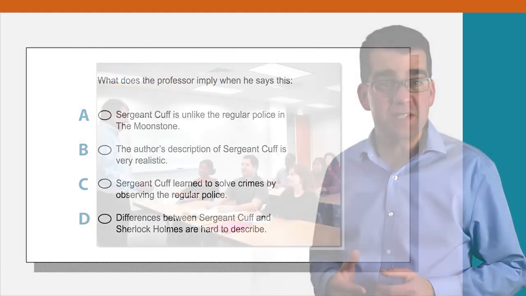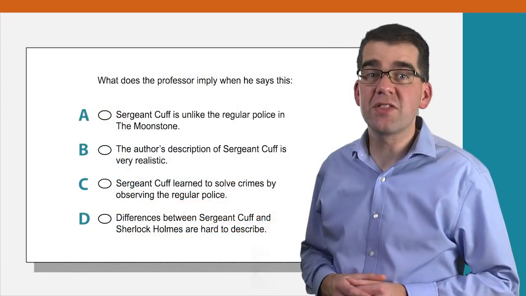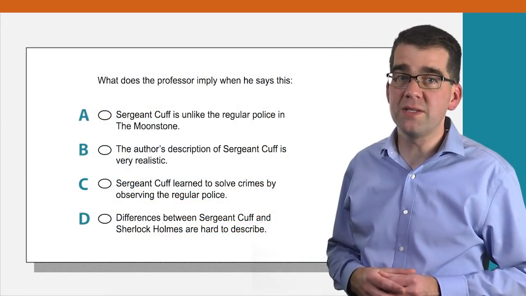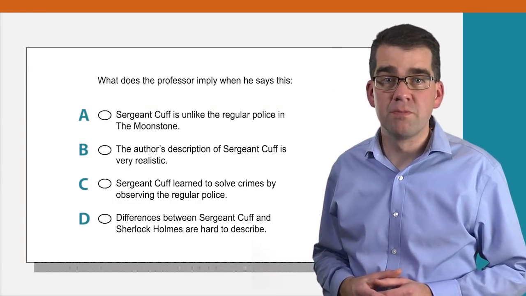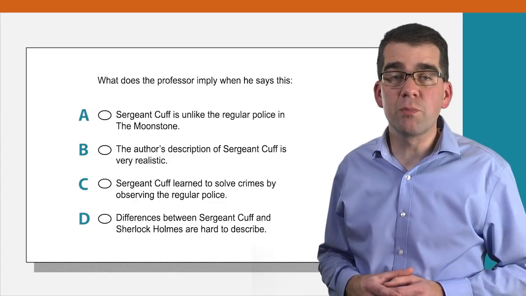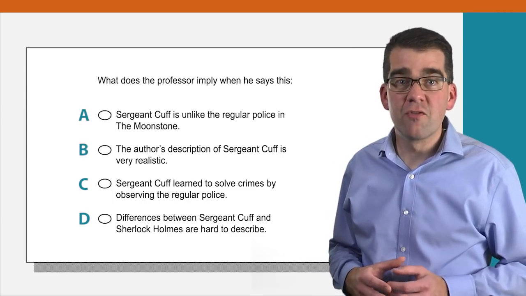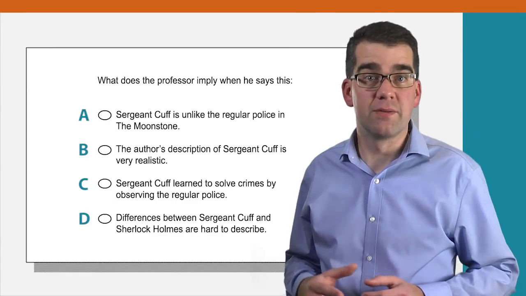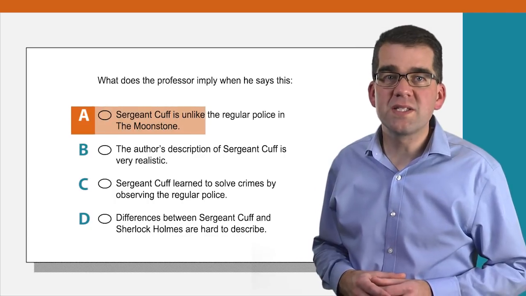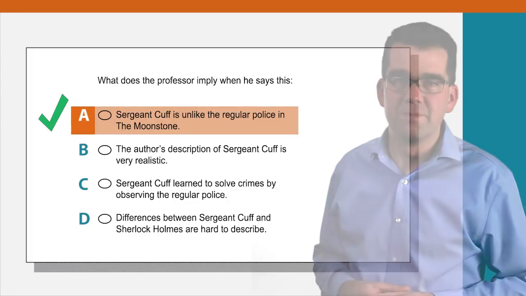When the professor says this, he is hinting that there is a difference between the behavior of the regular police and that of Sergeant Cuff. This contrast is supported in other parts of the passage. For example, the speaker describes the regular police as bumblingly inept. He also says it is common in detective novels for them to be countered by a specific character, in this case, Sergeant Cuff, who is brilliant. Taken together, we can see that the best answer is A. Sergeant Cuff is unlike the regular police in The Moonstone.